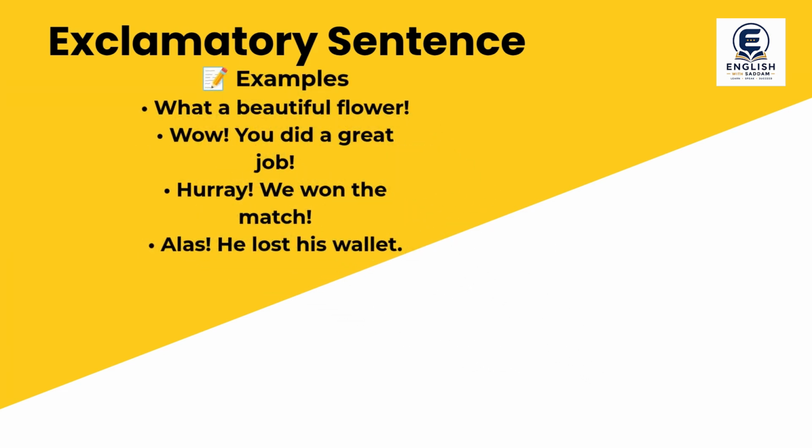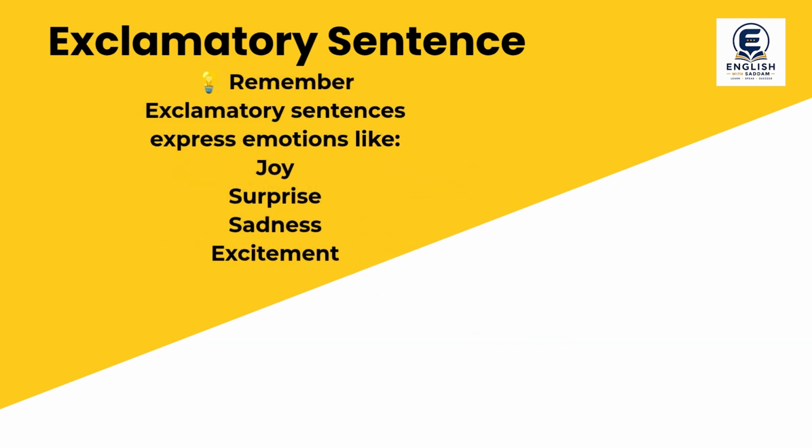Look at these examples. What a beautiful flower! This expresses admiration. Wow, you did a great job! This expresses surprise and appreciation. Hooray, we won the match! This expresses joy. Alas, he lost his wallet! This expresses sadness. Whenever you see a sentence expressing strong emotion, it is usually an exclamatory sentence.